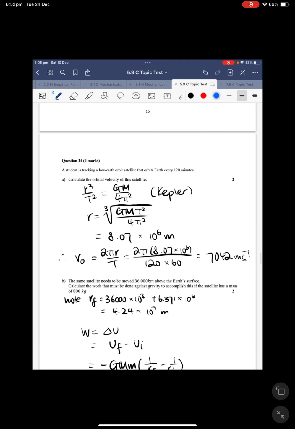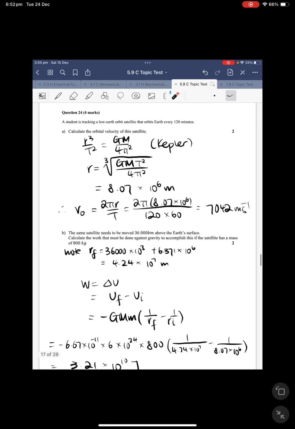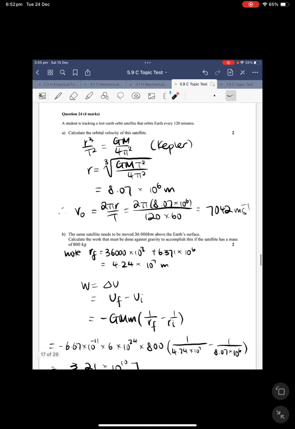Alright, moving on to question 24. So, a student is tracking a low Earth orbit satellite that orbits Earth every 120 minutes. Calculate the orbital velocity of this satellite.